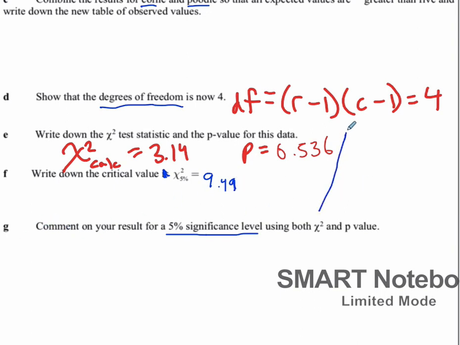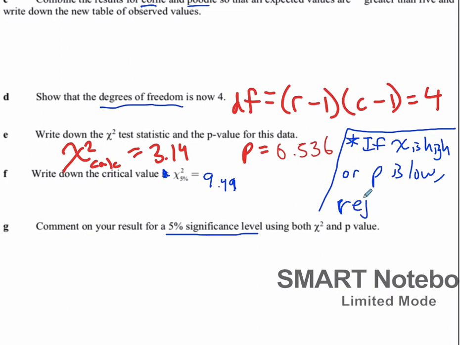And then the last step is to comment on the result. That's basically your conclusion. Do we reject the null hypothesis or accept it? And we have a mnemonic for that, which you should memorize. It goes like this: if chi is high or p is low, reject H0, which is the null hypothesis. So we reject the null hypothesis if chi is high or p is low, and the chi that we've calculated is 3.14.